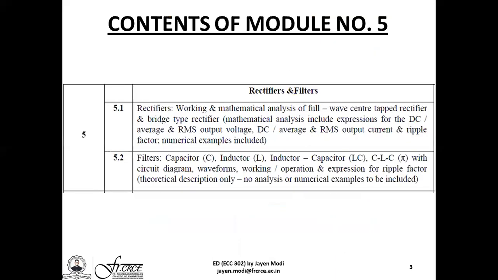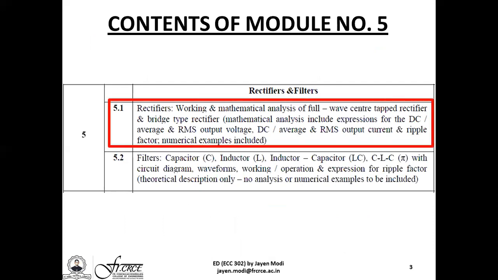As per the syllabus, there are two main units, 5.1 as well as 5.2. In the previous lecture, we had covered unit 5.1. The topic was the full wave center tapped rectifier circuit, for which we saw the entire working, the operation, the construction, as well as in-depth expressions which included derivation for the DC or average output voltage, the RMS value of the AC output voltage, the DC or average value of the output current, the RMS component of the AC output current, as well as the ripple factor.